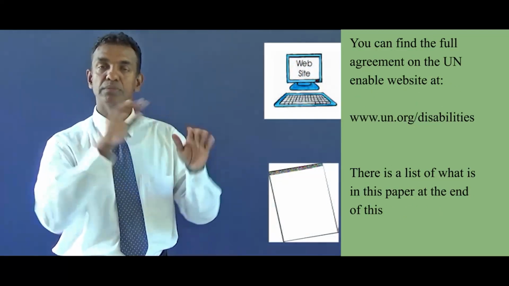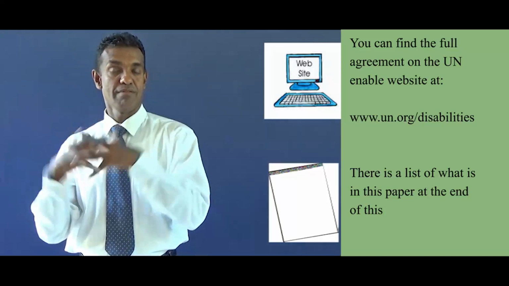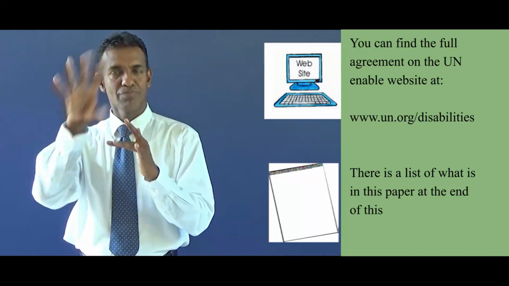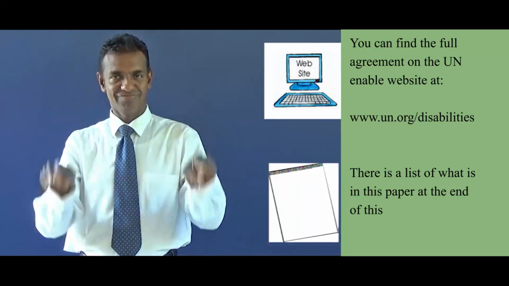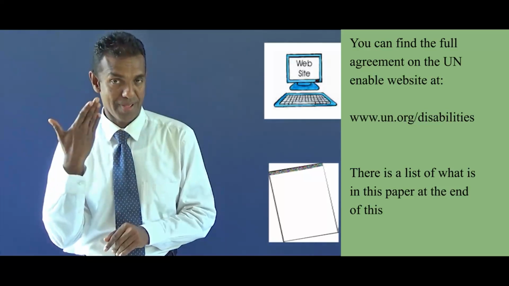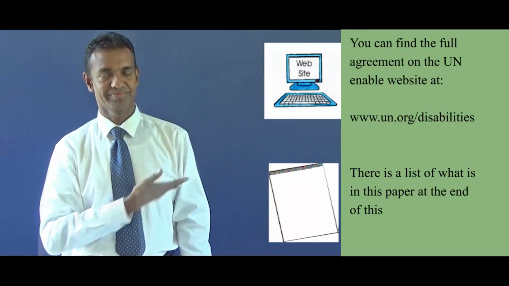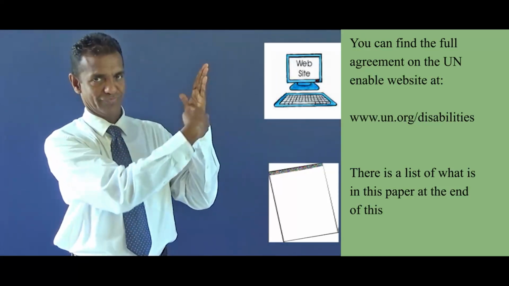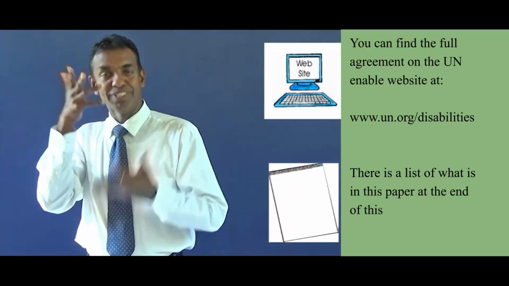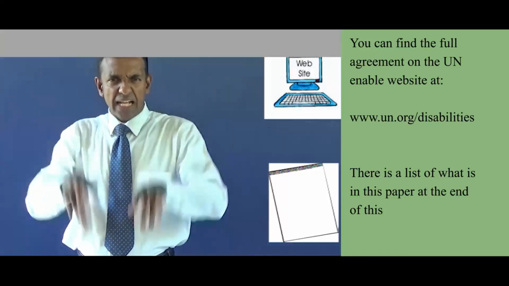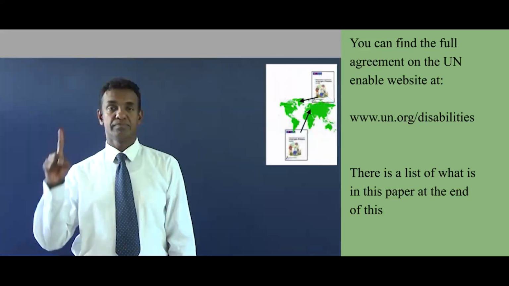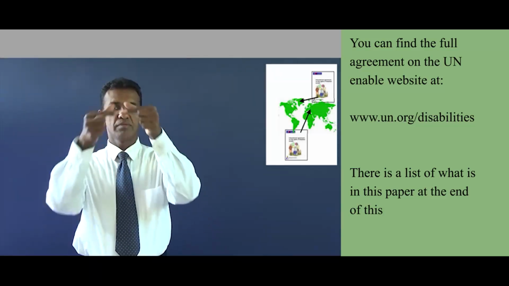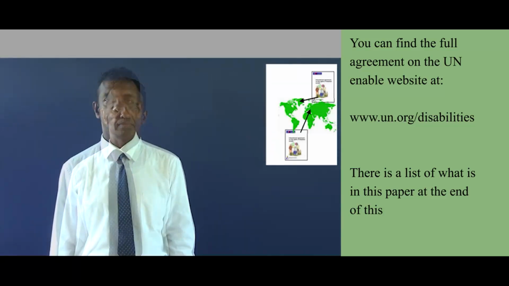You can find the full agreement on the UN Enable website at www.un.org/disabilities. The name of the full agreement is the United Nations Convention on the Rights of Persons with Disabilities. You may also see or hear it called the United Nations Conventions on Disability Rights. There is a list of what is in this paper at the end of this.